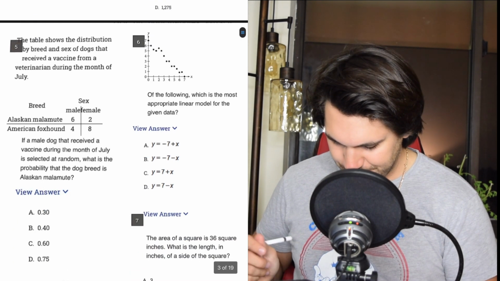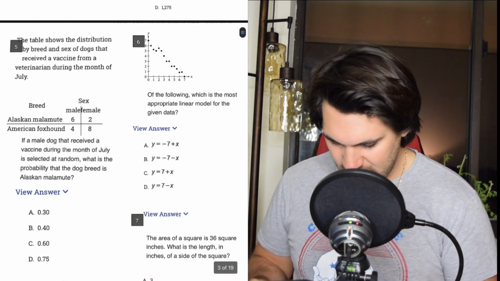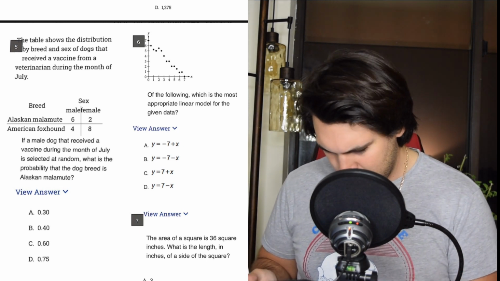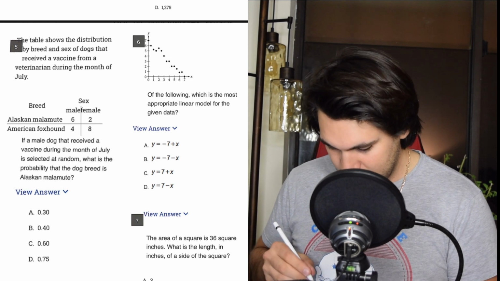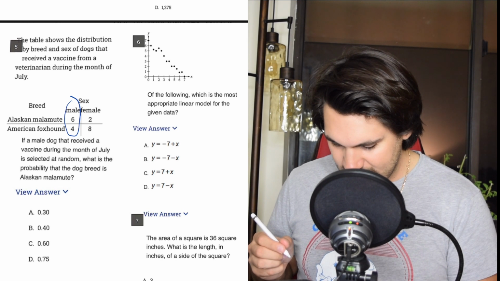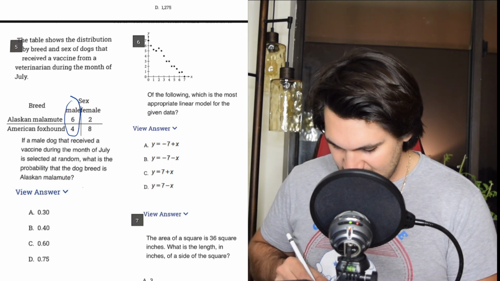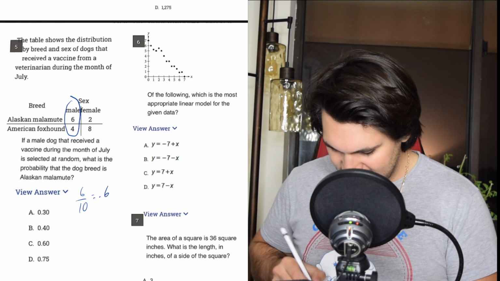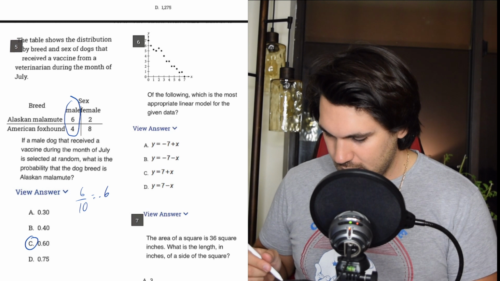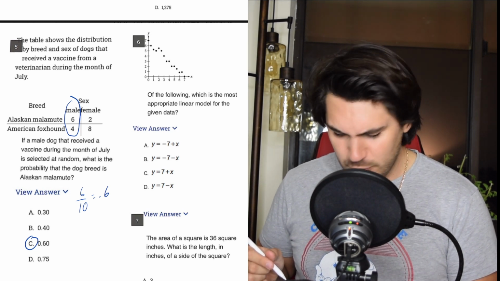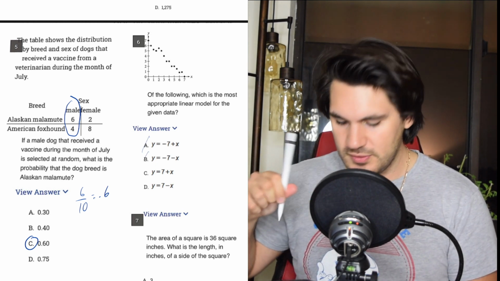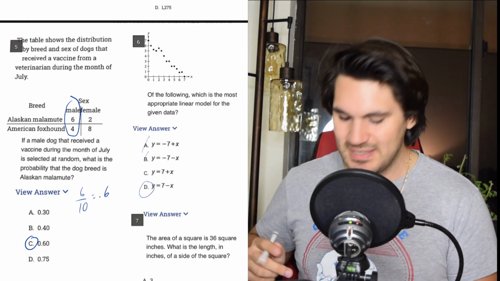Number 5. Okay, more table stuff. If a male dog that received the vaccine during the month of July is selected at random, we're looking at males, so that's this column right here. What is the probability that it's an Alaskan Malamute? That's 6 out of 10, which is 0.6, so C is the answer. Number 6, most appropriate linear model for this data. We started at about positive 7, so we know it can't be A or B, and we're going downwards, so the slope is negative, so the answer choice has to be D.